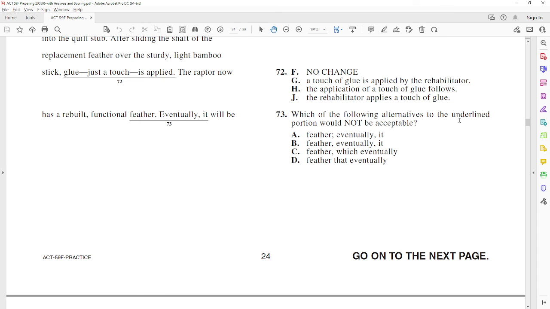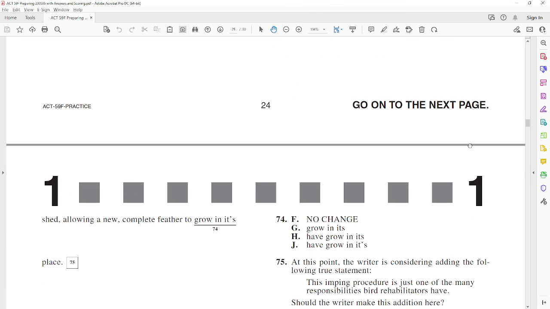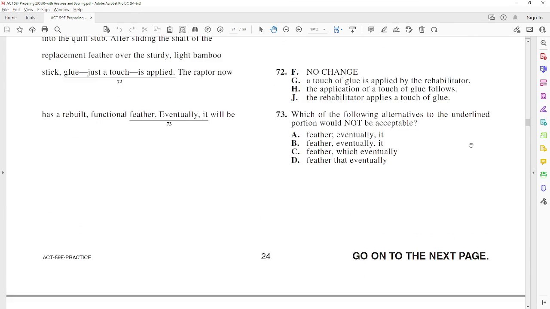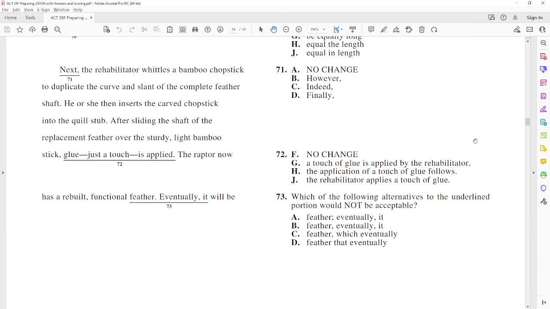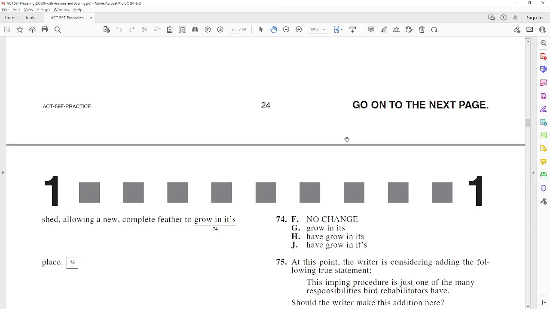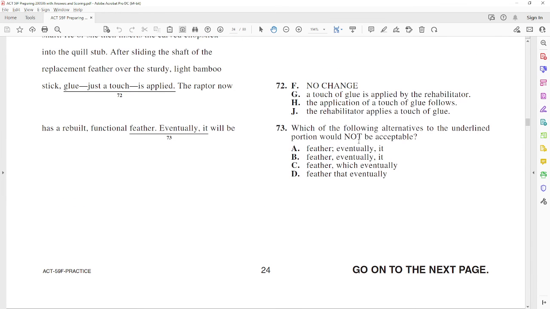The independent clauses are, the raptor now has a rebuilt functional feather. Subject, raptor. Verb, has. We know what it has. It's a complete thought. And then the next part, eventually, it will be shed, allowing a new complete feather to grow in its place. It is the subject. Will be shed is the verb. So we have two independent clauses, and we cannot just put a comma between them.